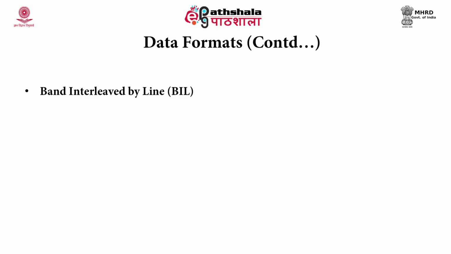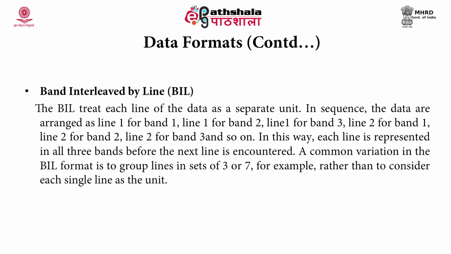The next data format is band interleaved by line. The BIL treats each line of the data as a separate unit. In sequence, the data are arranged as line 1 for band 1, line 1 for band 2, line 1 for band 3, line 2 for band 1, line 2 for band 2, line 2 for band 3 and so on. In this way, each line is represented in all the 3 bands before the next line is encountered. A common variation in the BIL format is to group lines in sets of 3 or 7, for example, rather than to consider each single line as a unit.